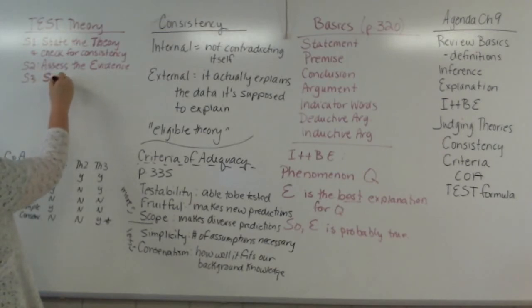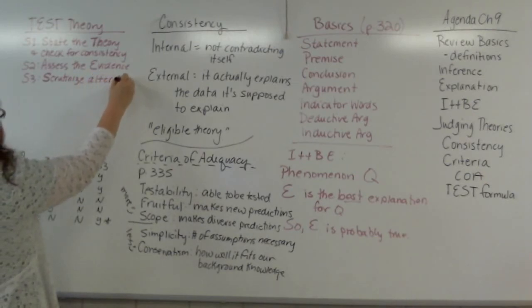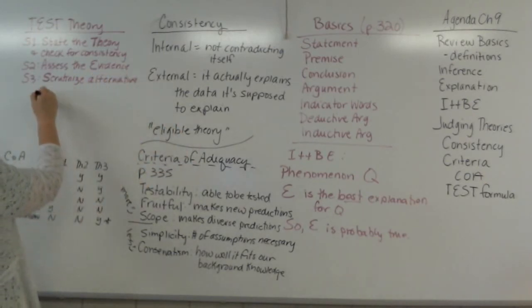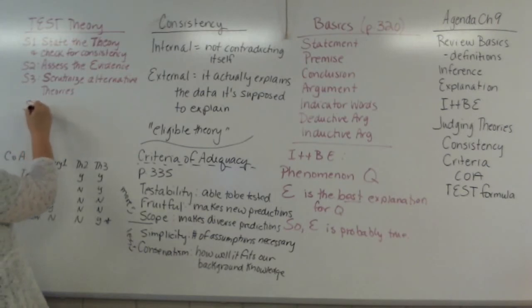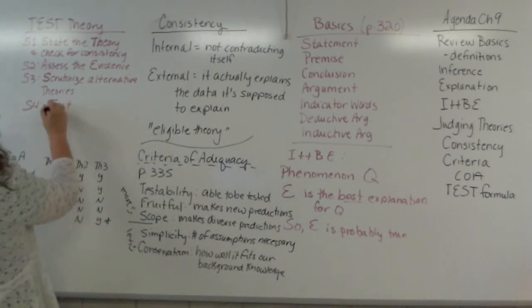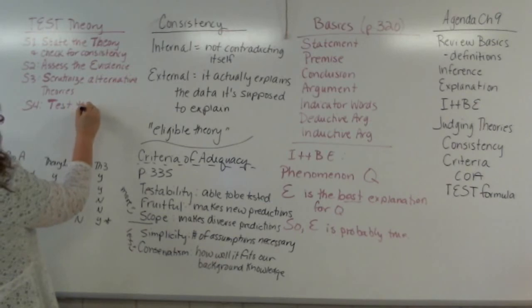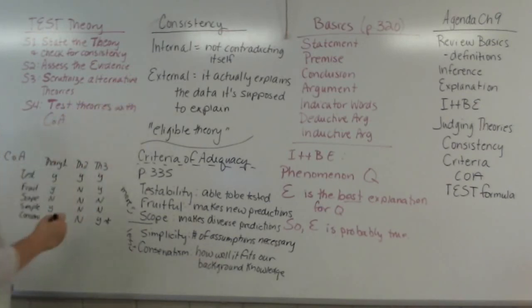Step 3, scrutinize, basically look at carefully, alternative theories. Remember, we're trying to get the best theory, so we have to make sure the others that are out there aren't better than ours. And step 4, test the argument, test the theories with the criteria of adequacy. There's my T. With COA, okay?